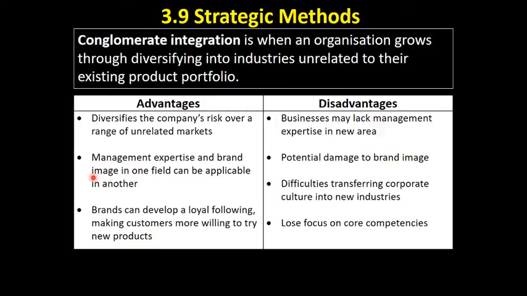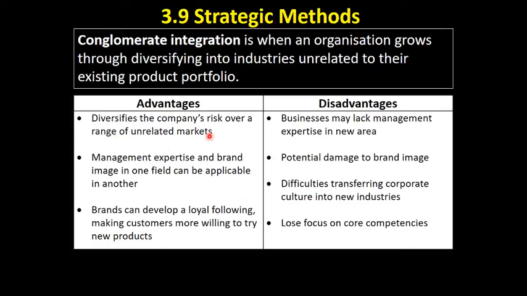But in terms of conglomerate integration, which is on the specification, we are diversifying into industries that are unrelated to the existing product portfolio. Well, what are the advantages of doing that? Well, number one, it diversifies the company's risk over a range of unrelated markets.